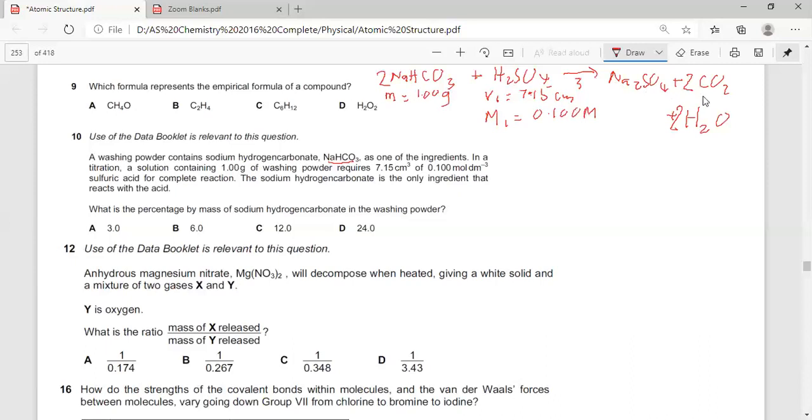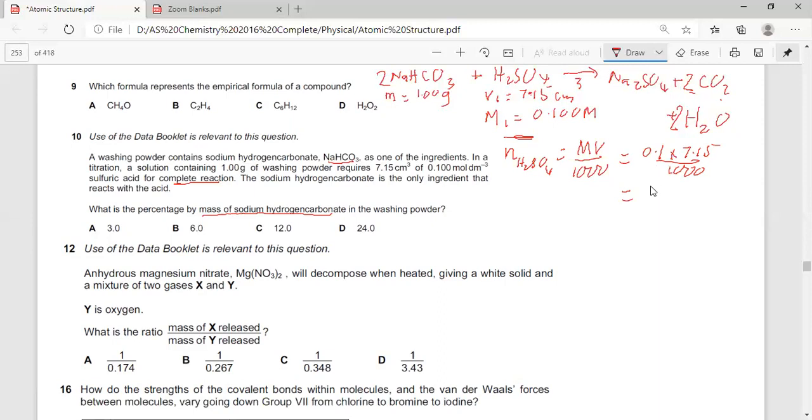Learn to balance. Don't have balance, you flunk. Altogether here there are 6 oxygen, so here it's 4 plus 2. All right. So for complete reaction, the sodium hydrogen carbonate is the only ingredient that reacts with acid. So what is the percentage of mass of sodium hydrogen carbonate in the washing powder? Very simple, from a known to an unknown. The number of moles of H2SO4 equals MV over 1000, equals 0.1 times 7.15 over 1000.